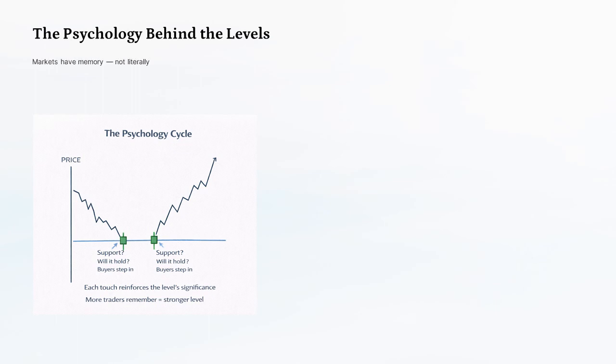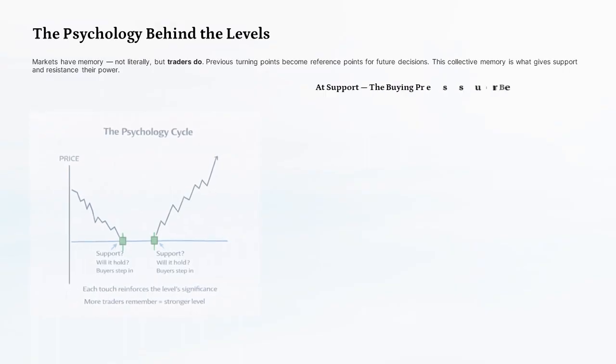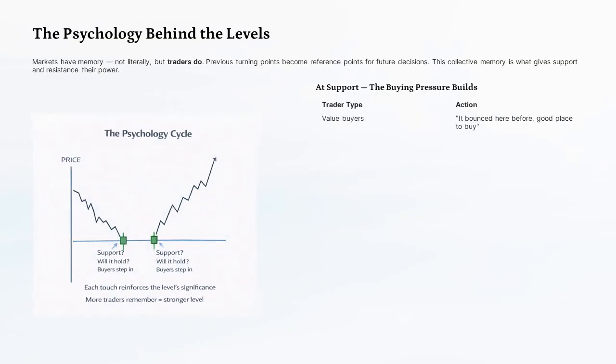Markets don't have literal memory, but traders do. Previous turning points become reference points for future decisions. When enough traders watch the same level, their collective action makes that level meaningful. At support, the buying pressure builds. Let's walk through what happens as price approaches a support level from above. Value buyers look at the chart and say, "This level bounced before. It's a good place to buy again."